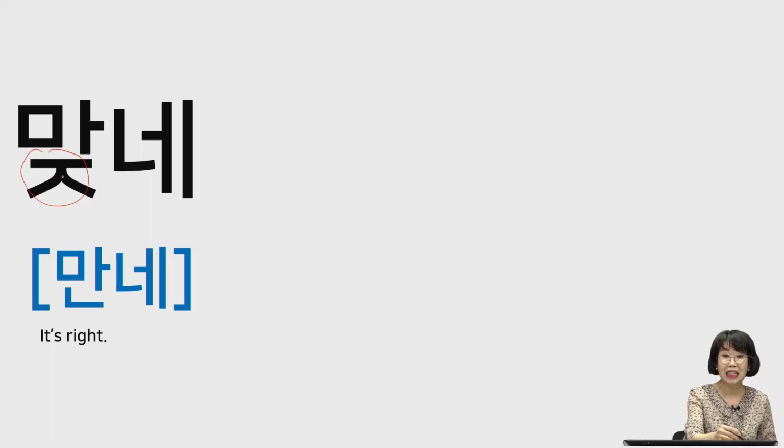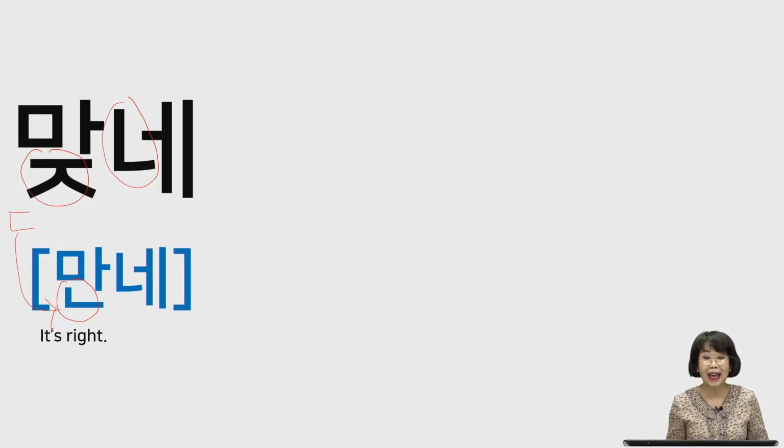The last consonant 치 has the representative sound as 드, a plosive. Under the influence of 느, the plosive 드 changes to 느, a nasal sound. 맞네, 맞네, 맞네.